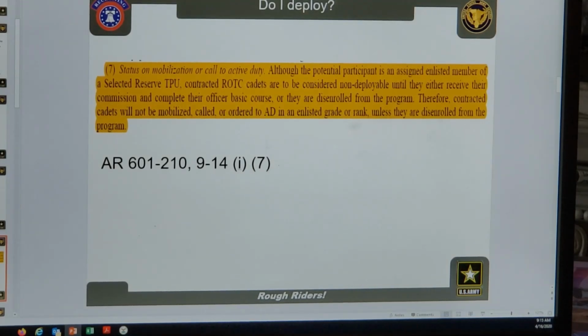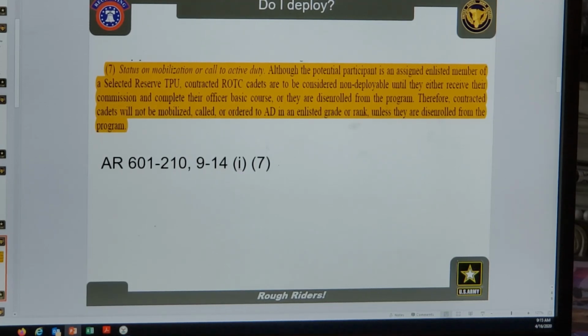All right, so the big question, one of the big selling points, why we talk about SMP: are they going to deploy? No. Right there in AR 601-210, 9-14, I-7. All right, ROTC is your training path. It's your AIT for 4 years of college, okay? So you can't deploy because you don't have an MOS or an area of concentration. You're still on the training path.